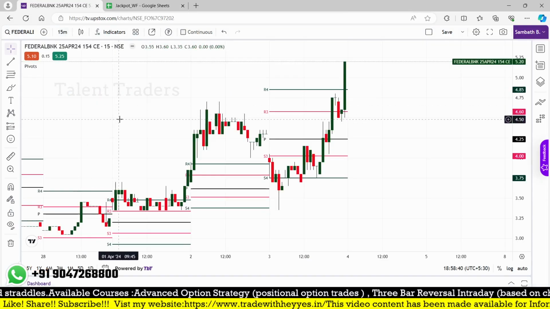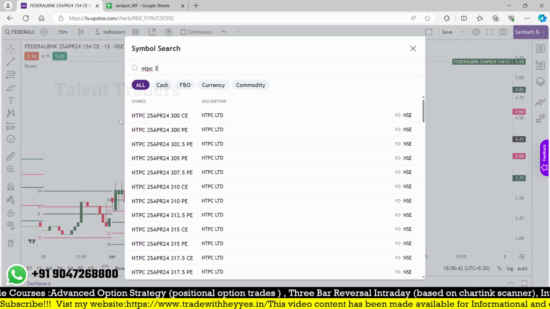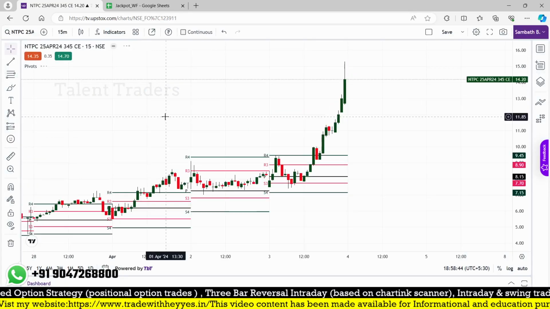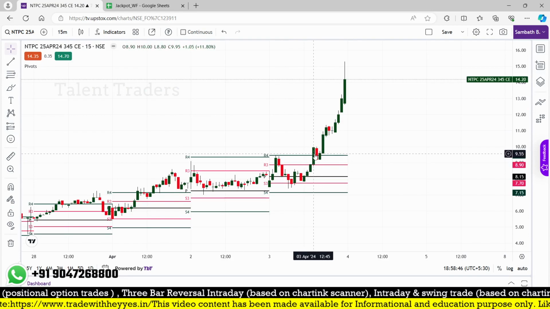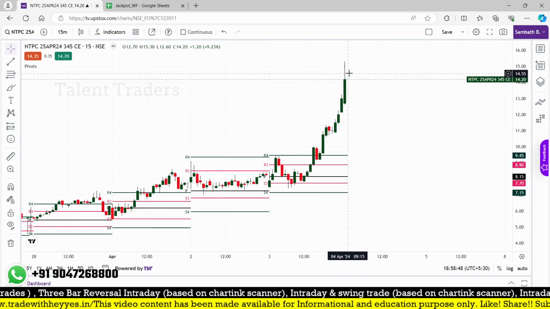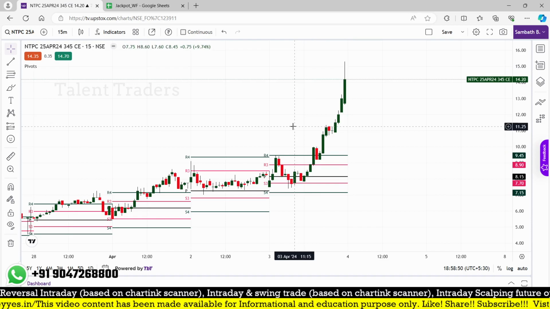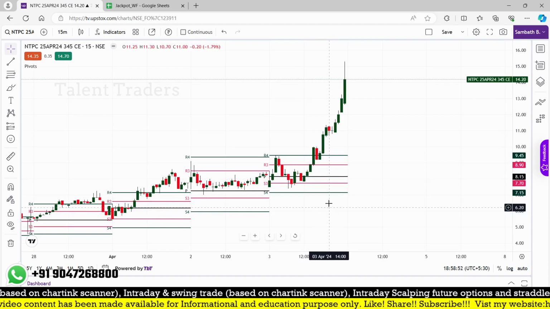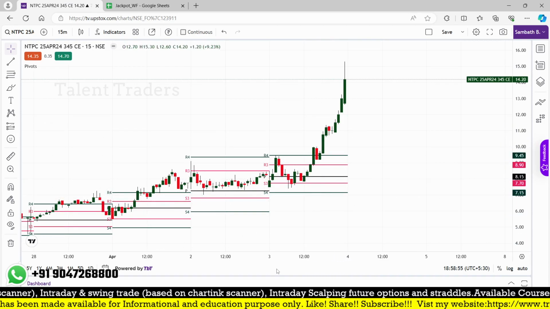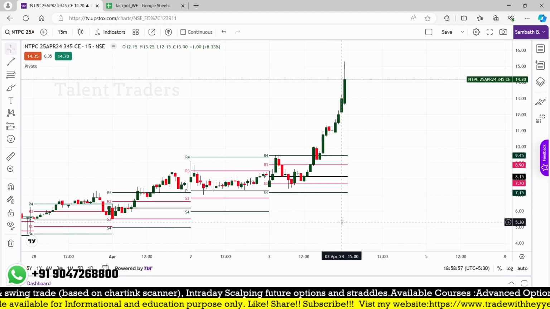NTPC 345. Let me check NTPC 345. Simple concept: after 9:30 we are going to break out, and here the breakout is happening at 12:45 and finally reaching 15. The range is very small, so you can keep S4 as the stop loss in this case, because of the smaller range.